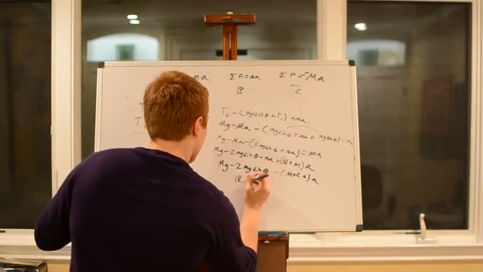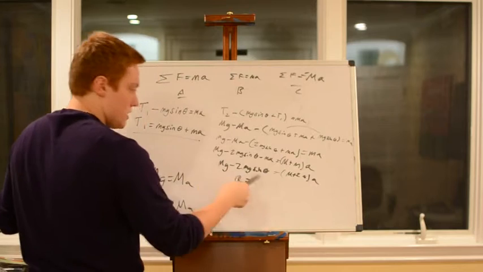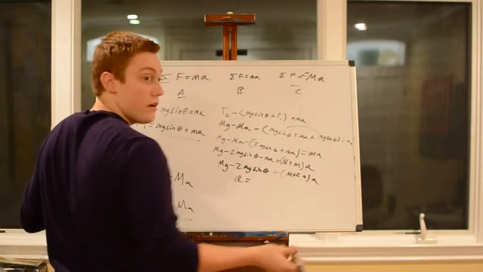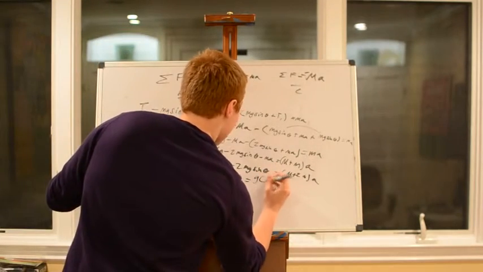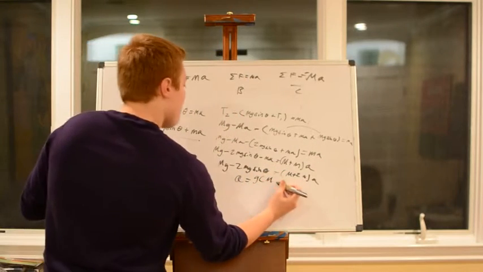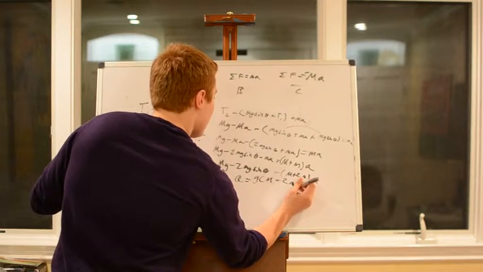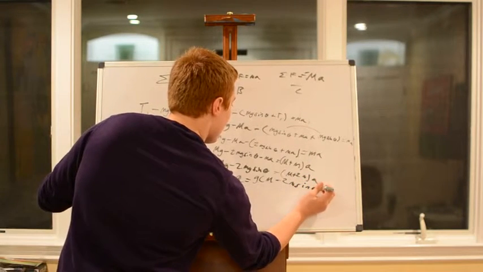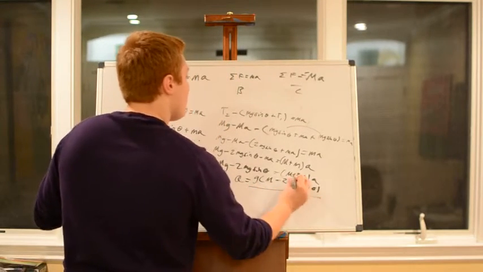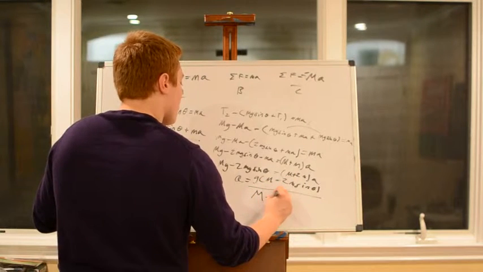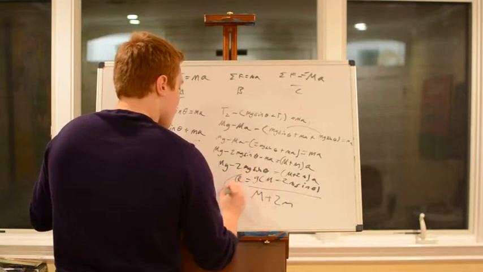So A is ultimately equal to, I'm going to pull out the g's too, so we can have a bit more simplified of an answer. So g times capital M minus 2 little m sine of theta, parentheses, all divided by capital M plus 2m. So this is our acceleration.